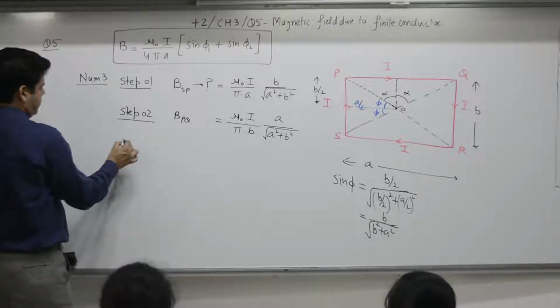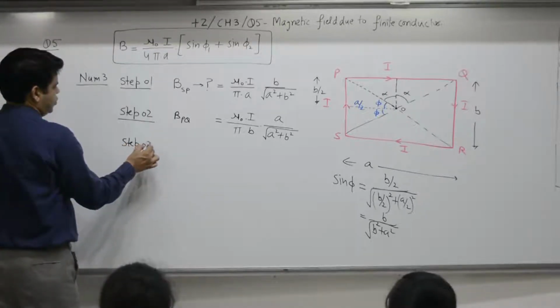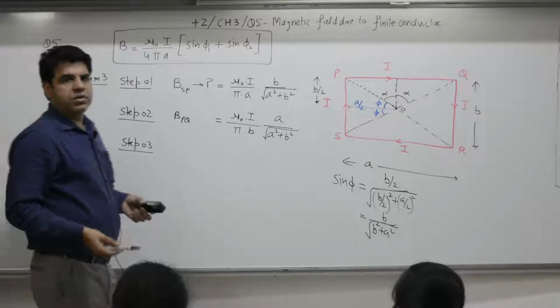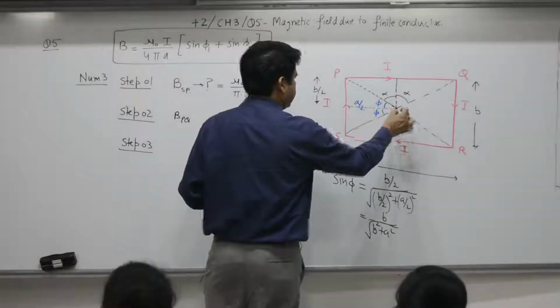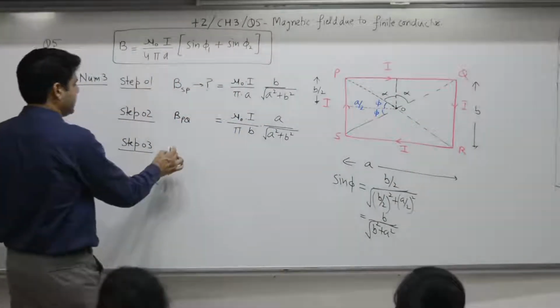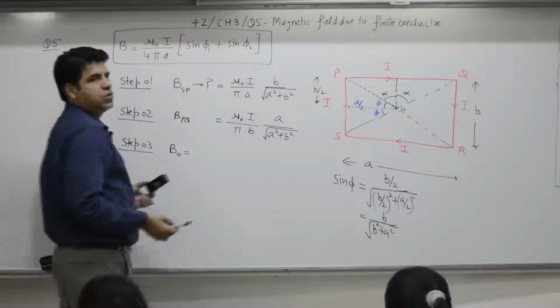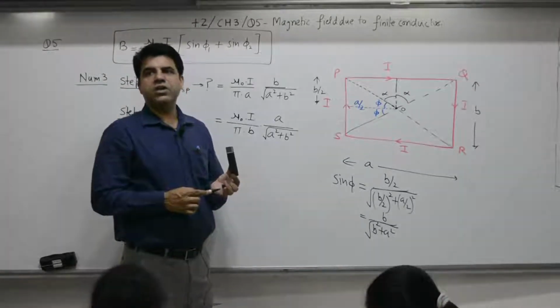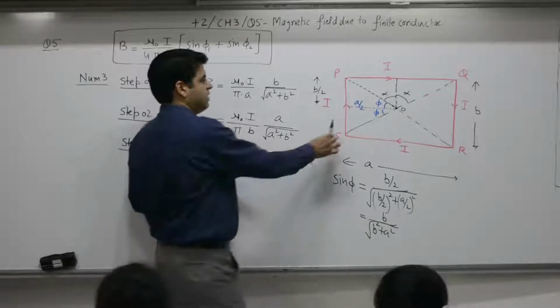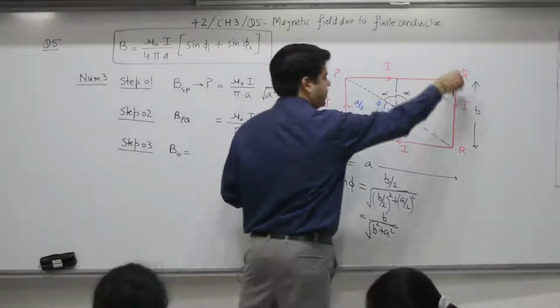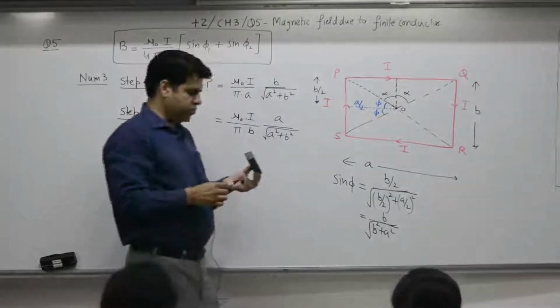Step 3. What is the question? Total magnetic field at O. Magnetic field at O is equal to the effect of all. Whatever is the effect of SP, the same is the effect of QR. Check whether the two support or oppose.